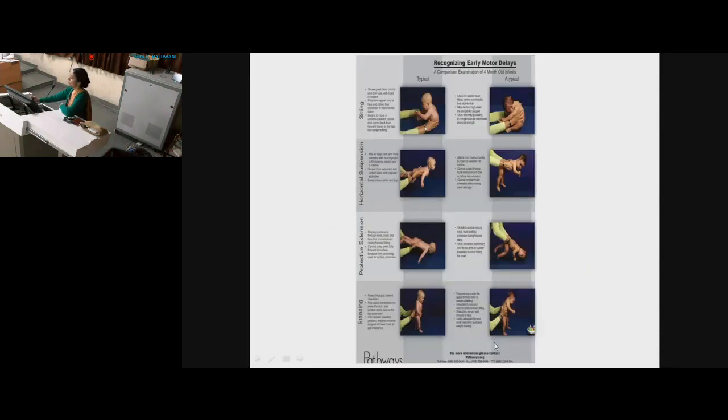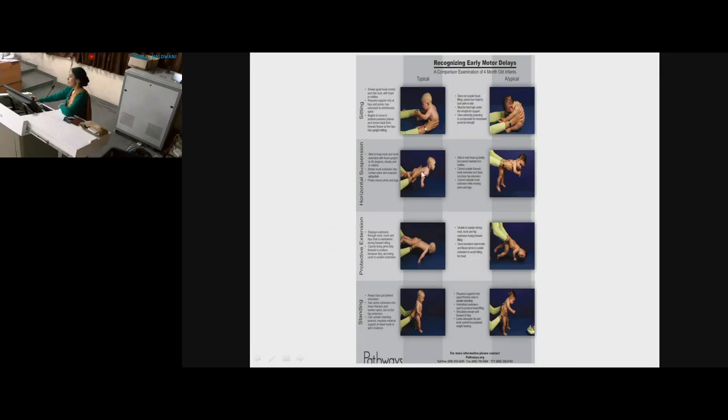Then you put the child in sitting position. At around 4 to 5 months you'll find you just have to support this child from the back and he's got very good neck and back control. But look at this child. If you hold him from here, he's going to fall. So you have to support his whole trunk and his head is falling either in front or at the back. And his back is completely grounded. So he has no neck control, no back control.